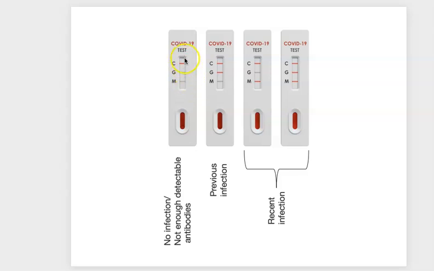So anywhere there's a nice bright red line, that's a positive, and you must have a positive in each of these control lanes for your cassette to be useful. If you have a bright red line here for G, that tells you that you're producing IgG only, and if you have a bright red line for M only, that tells you that you're producing IgM only. If you have both, then both antibodies are present.